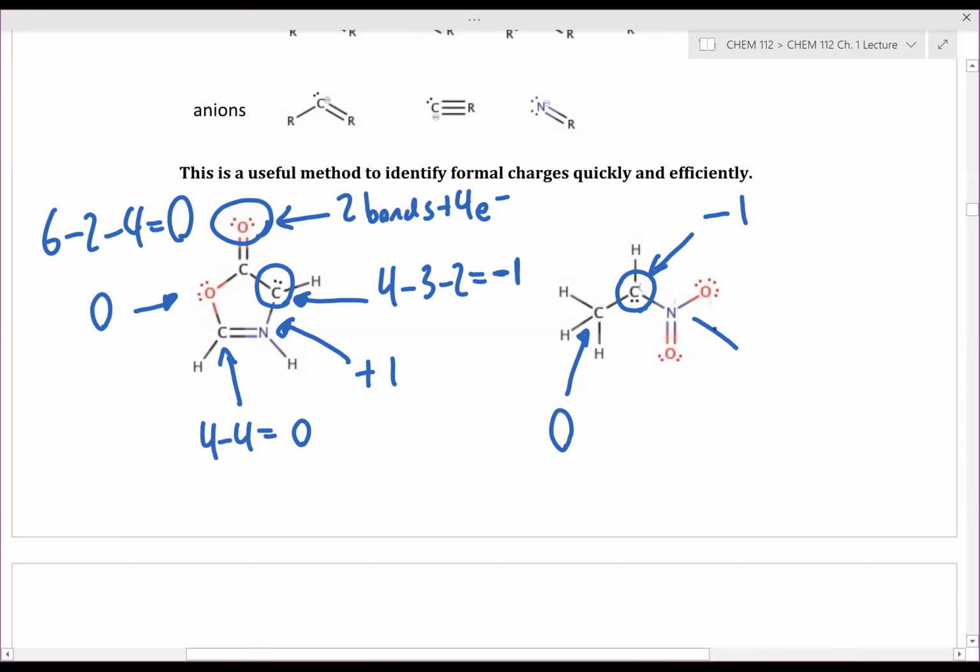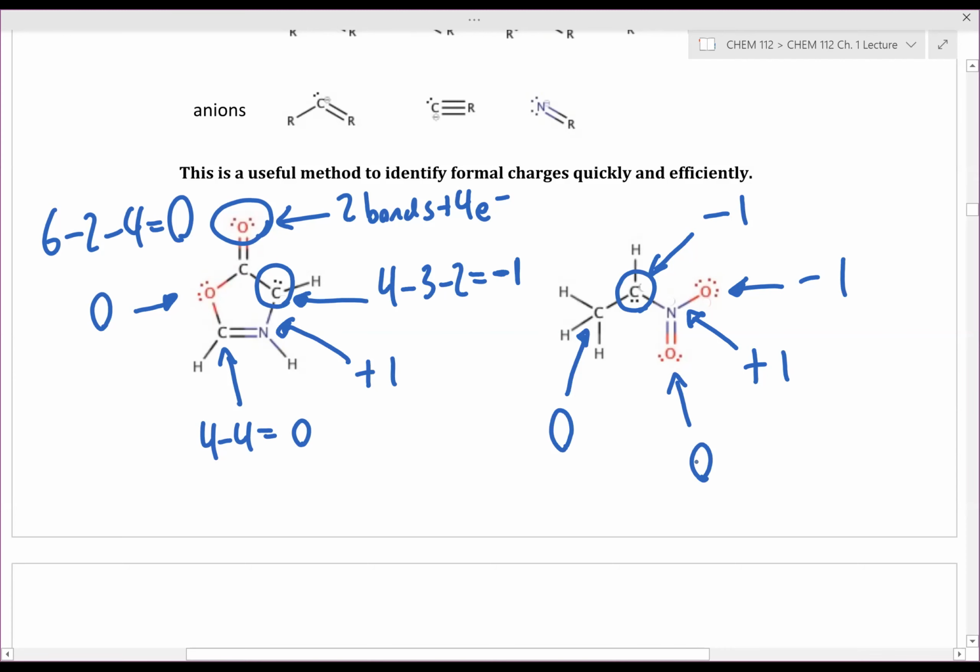Okay, a nitrogen with 4 bonds and 0 lone pairs, what's the formal charge? Yep, +1. An oxygen with 3 lone pairs, 6 lone pair electrons, and 1 bond, what's the formal charge? -1. Yep. Okay, and then finally, an oxygen with 2 bonds and 4 lone pair electrons, 2 lone pairs, what's the formal charge? 0.